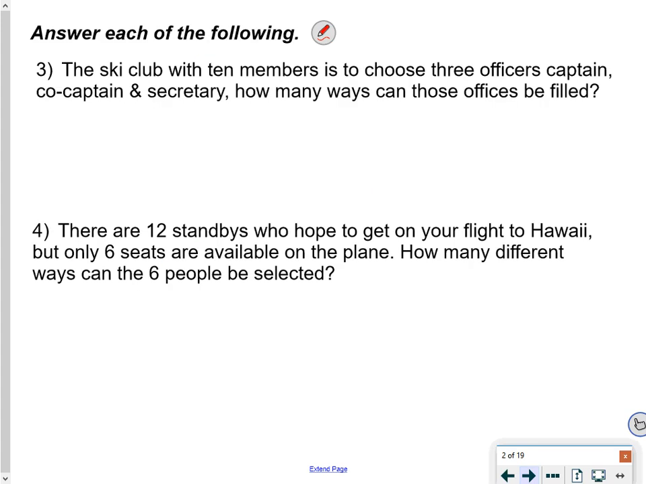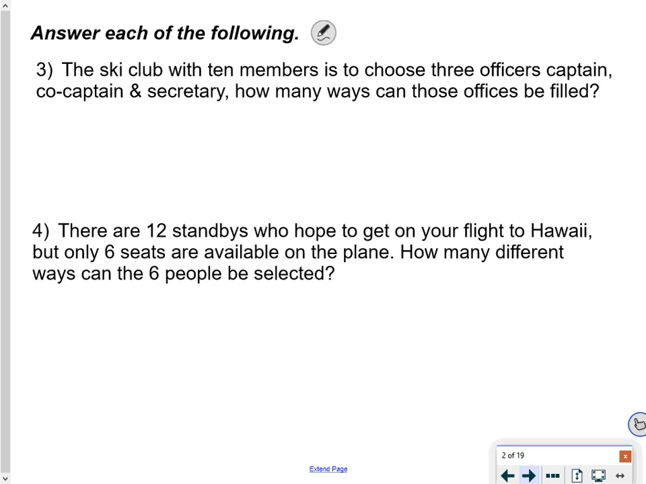Next, we got 2 more. In case 3, it says the ski club with 10 members is to choose 3 officers: captain, co-captain, and secretary. How many ways can those offices be filled? All right, we're going to take some assumptions into play here. Of those 10 members, let's just say the person who receives the most votes is going to be captain, the next co-captain, the next is secretary, and so on.